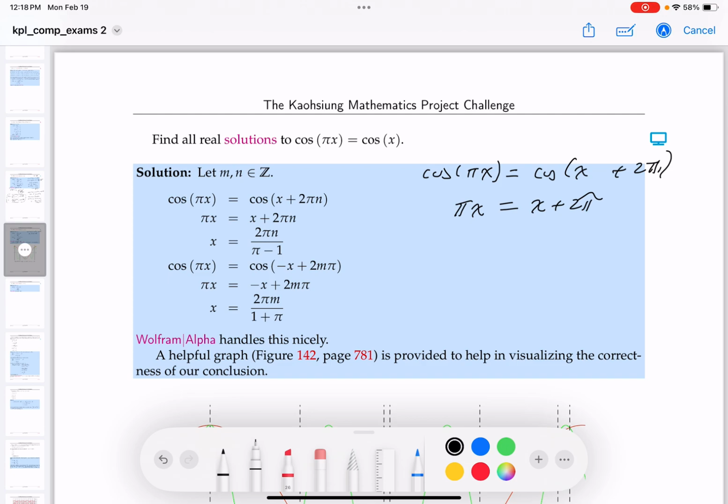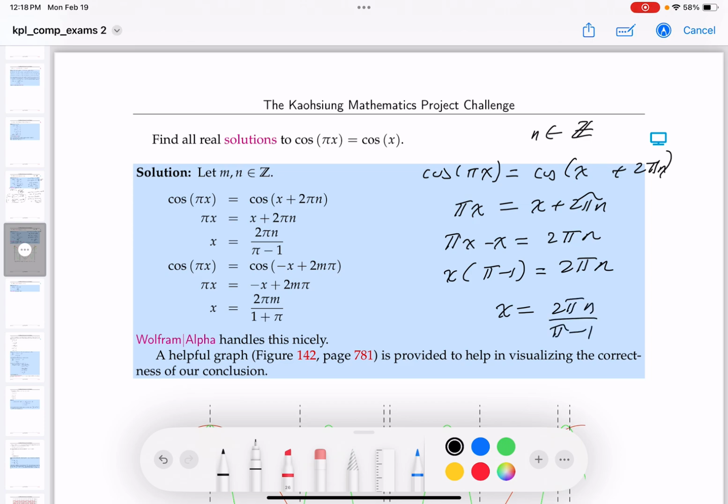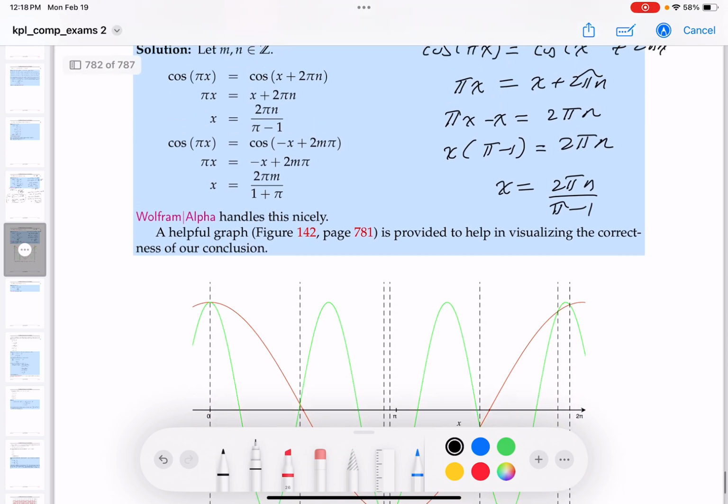Whoops, sorry about that. It's an n. The thing is n is any integer. All right? So it's going to be pi x minus x equals 2 pi n. Factor out the x, you get pi minus 1 equals 2 pi n. And then you get x equals 2 pi n over pi minus 1. That's one solution. Let's talk about the other one.